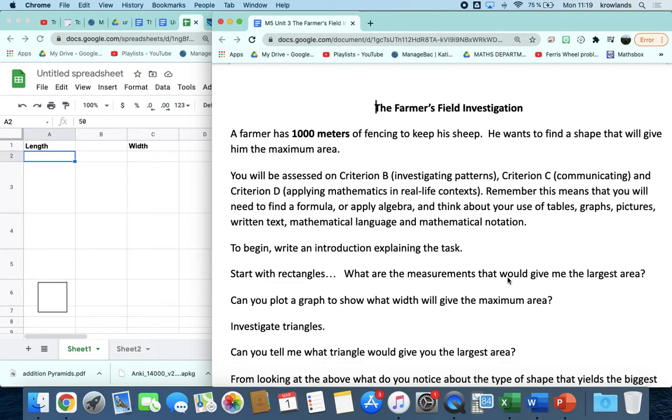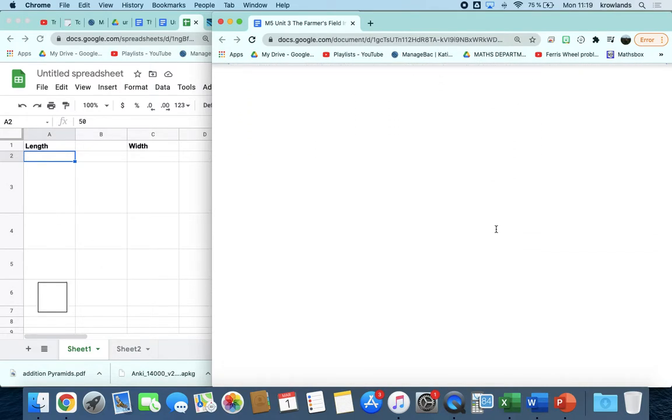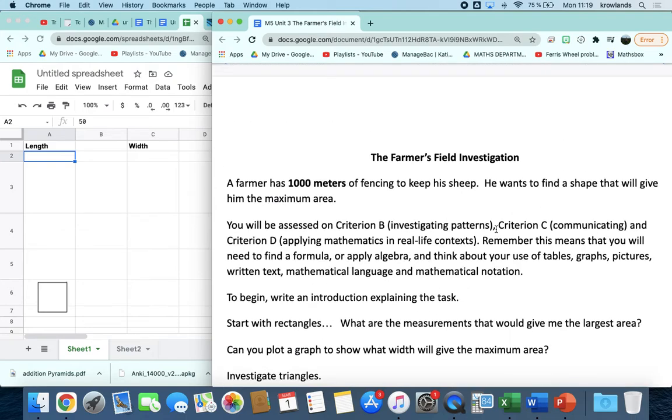This investigation, the Farmer Fields investigation. Now, it's quite a short investigation, but there's an awful lot you need to do. During this investigation, you are going to have a total of 2 weeks to complete it. The first thing we need to do is to start reading the investigation.